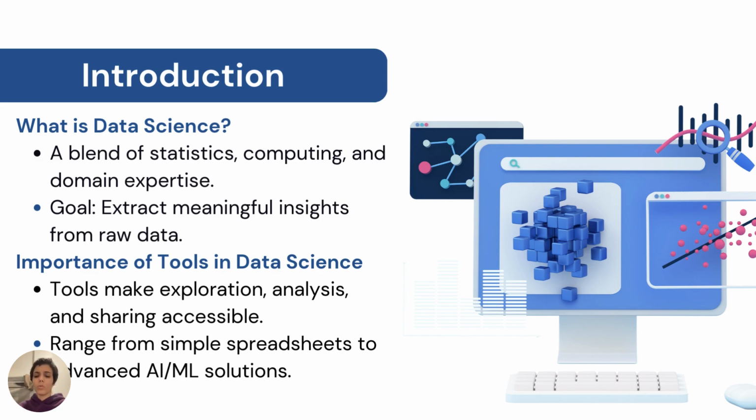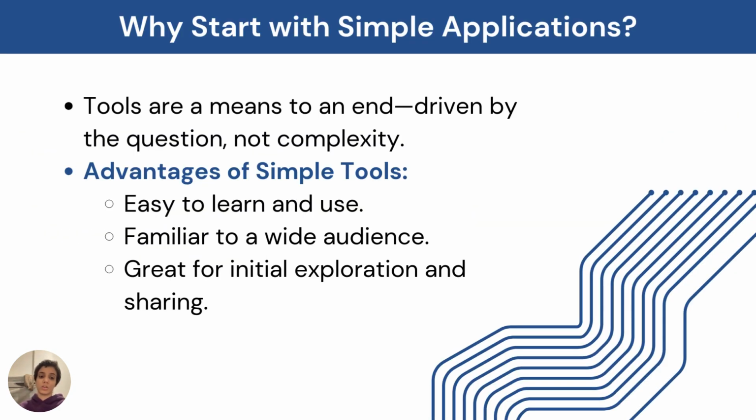So what is data science? Data science is a blend of statistics, computing, and domain expertise. Its primary goal is to extract meaningful insights from raw data. Tools are crucial in this process. They make data exploration, analyzing, and sharing more accessible, from simple spreadsheets to advanced AI solutions. So sometimes the simplest tools are the most effective.